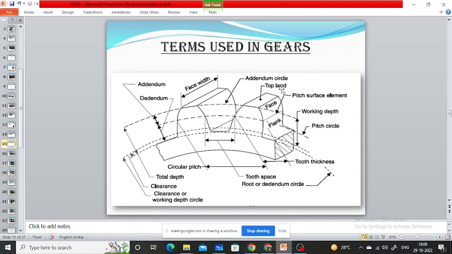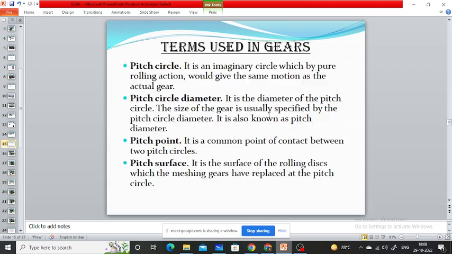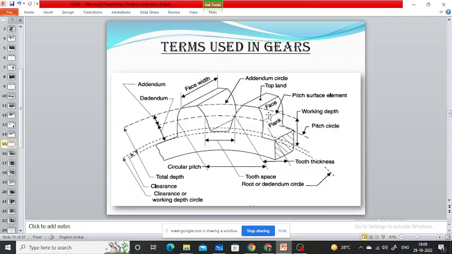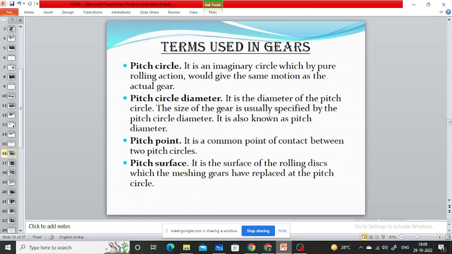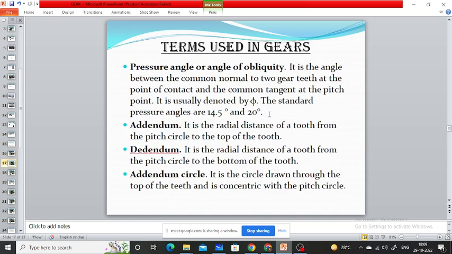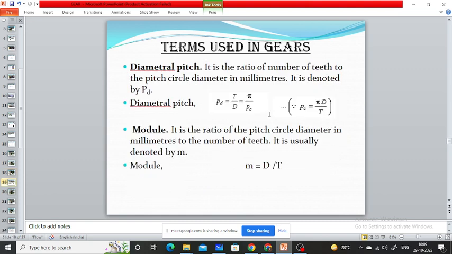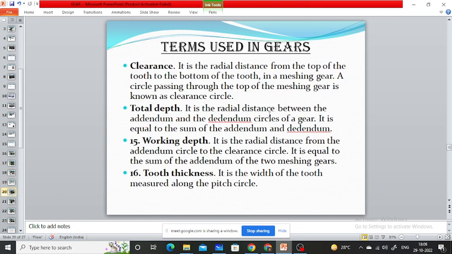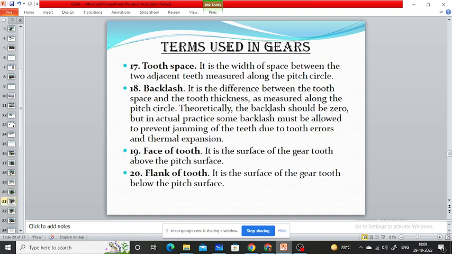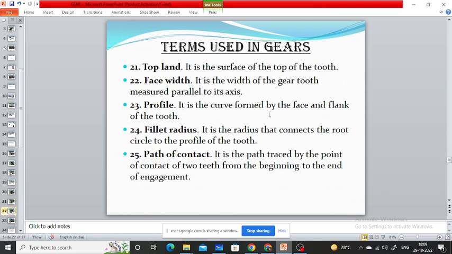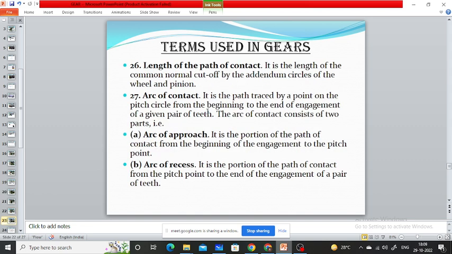After that, some important terms are used in gears, which we discussed in the last lecture: pitch circle diameter, pitch point, pitch surface, pressure angle or angle of obliquity, addendum circle, circular pitch, diametral pitch, module, clearance, total depth, working depth, tooth thickness, tooth space, backlash, face of tooth, flank of tooth, top land, face width, profile, fillet radius, path of contact, length of path of contact, arc of approach, arc of recess.